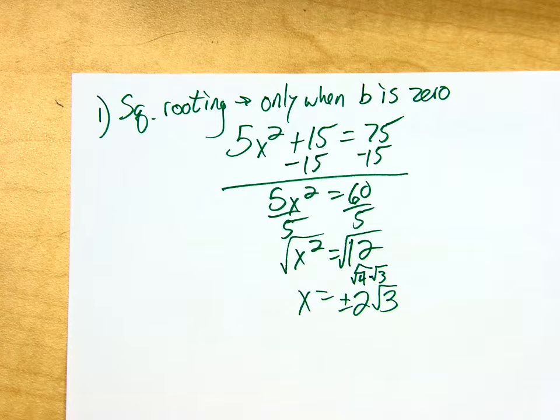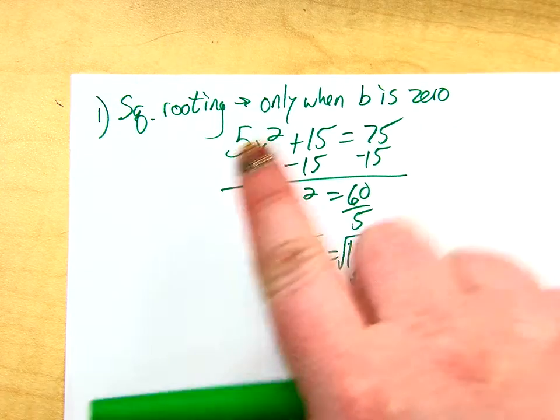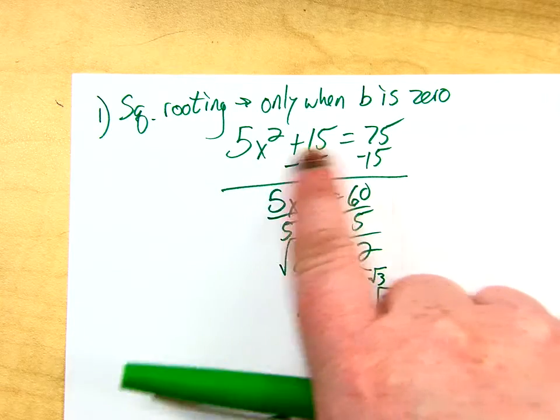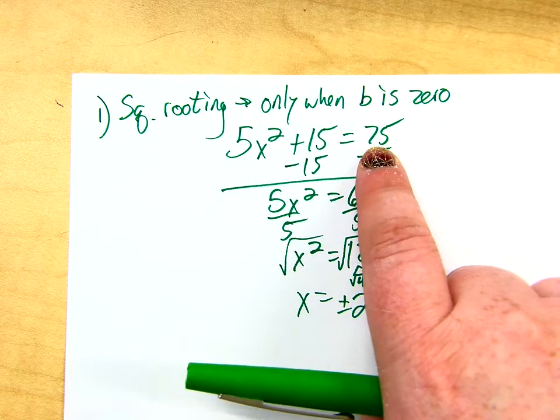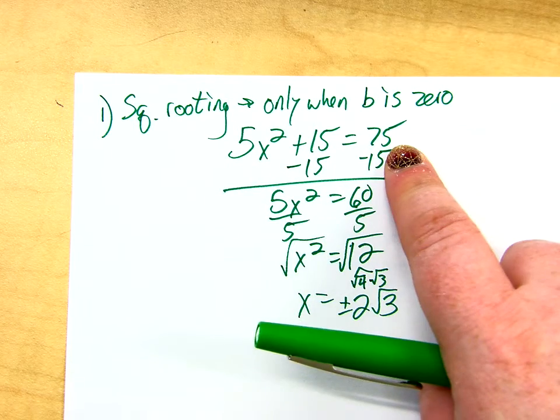We're just going to go through the 3 methods that we've talked about for solving quadratics. We just did solving by square rooting. You can solve by square rooting when there is no x term, so b is 0. There's an x squared, but there's no x all by itself.